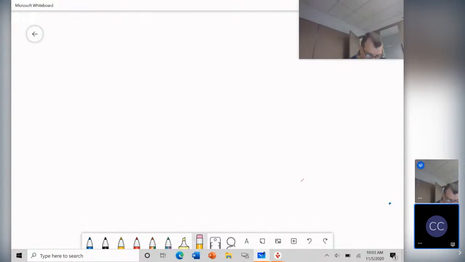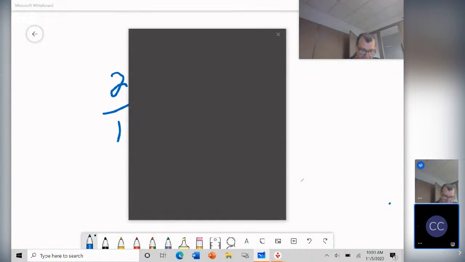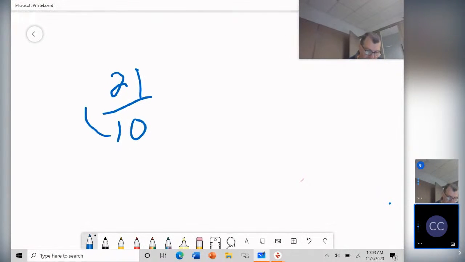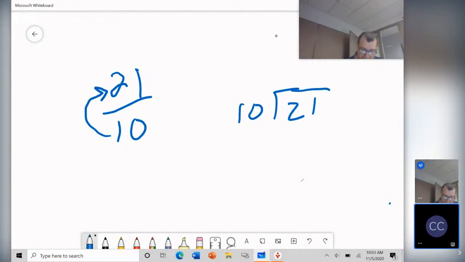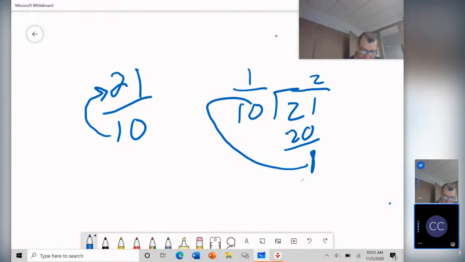Let's do one more. We have 21 over 10. Once again, we're going to divide the 10 into the 21. It's going to go 2 times. 2 times 10 is 20. The remainder is going to be 1. And once again, we put it over the denominator. So that'd be 2 and 1/10.